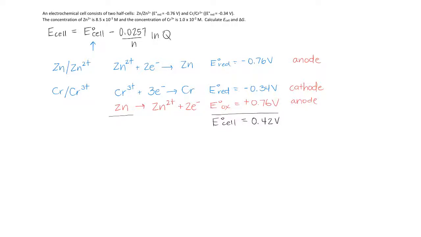And we will need the overall reaction so we know how many electrons are transferred. In order to balance the electrons, we would need to multiply the chromium half by 2 and the zinc half by 3. And our balanced reaction will be 2 Cr3+ plus 3 Zn to give 2 Cr and 3 Zn2+. And notice that we would have a total of 6 electrons transferred.